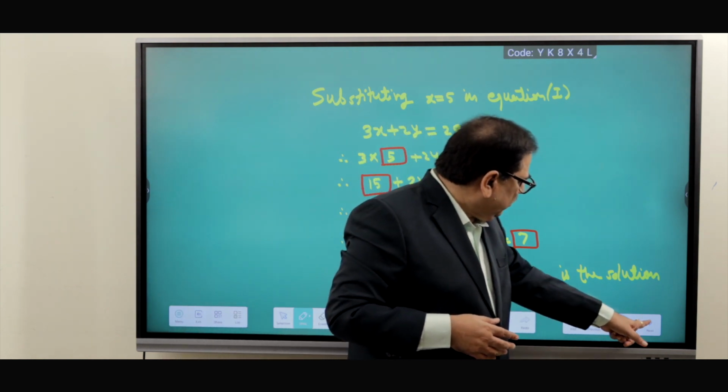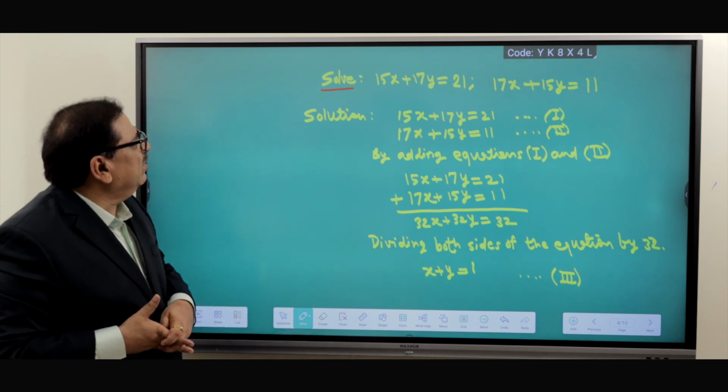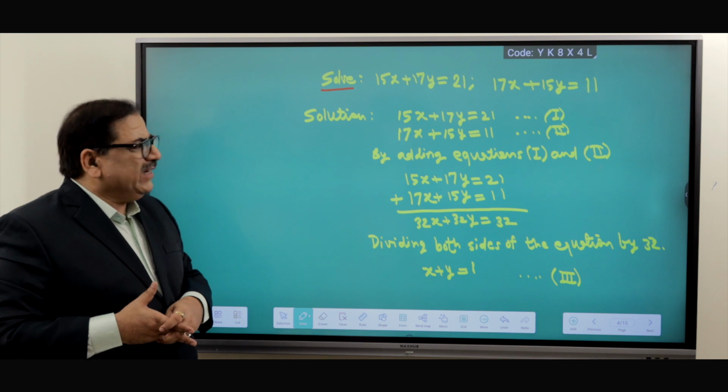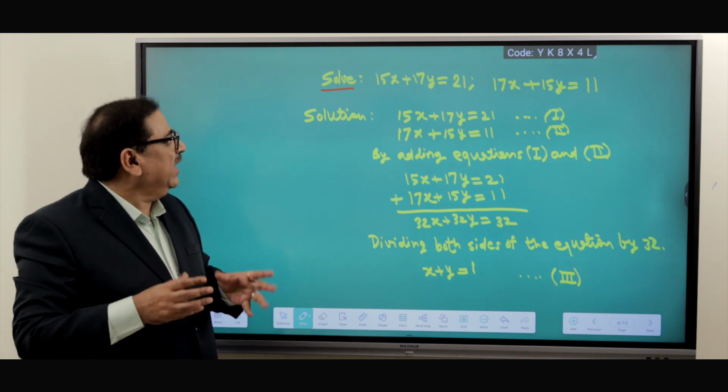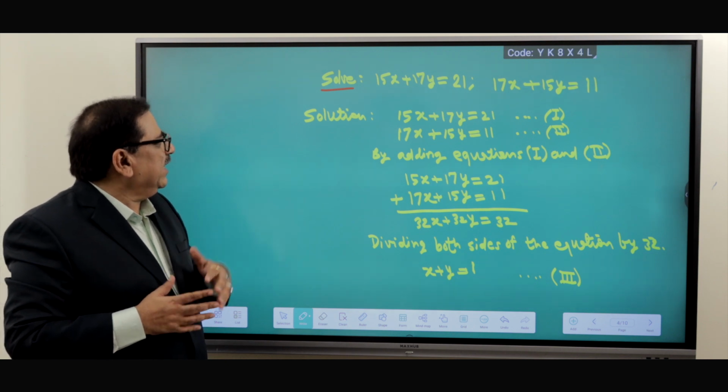Now let us proceed to the next problem. Solve 15x plus 17y is equal to 21, and 17x plus 15y is equal to 11. These are two equations: first equation, second equation.